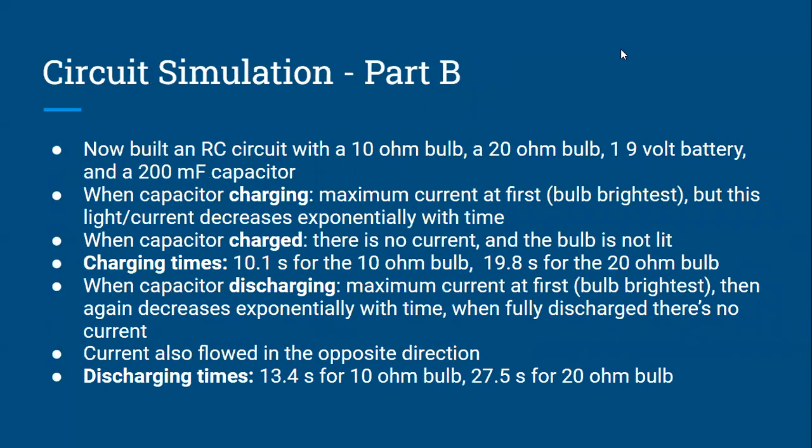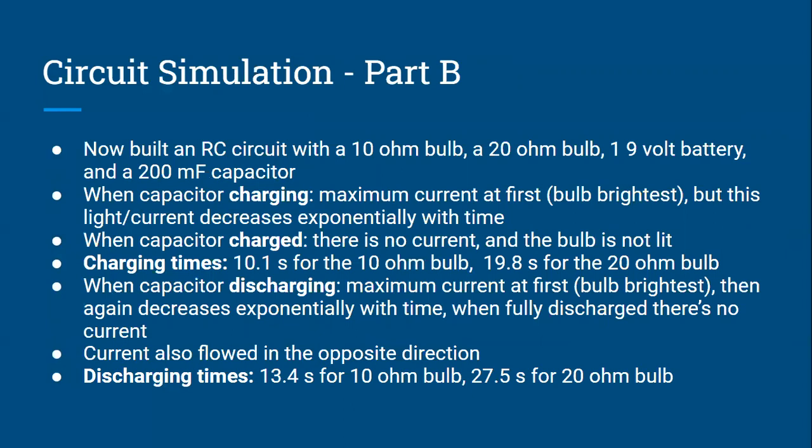So the second part of the lab, we built an RC circuit, so a circuit with a capacitor and a resistor. There was a 100 ohm bulb, a 20 ohm bulb, one 9 volt battery, and then a 200 farad capacitor. So when the capacitor was charging, the maximum current was reached at first, and the bulb was the brightest, but then the light and current both decreased exponentially with time. And then when the capacitor was fully charged, there was no current and the bulb was not lit.